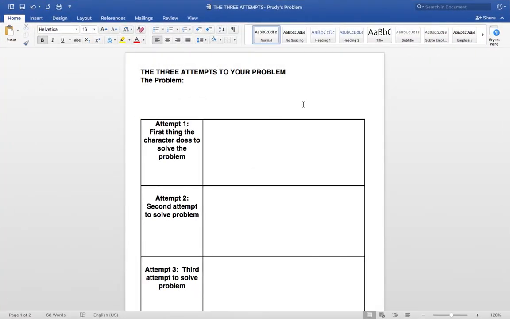Okay, guys, so here is the 3 attempts to your problem template. As you can see, let's just go over it really quickly. We have the problem, and this is where you would write the main problem of your narrative story.